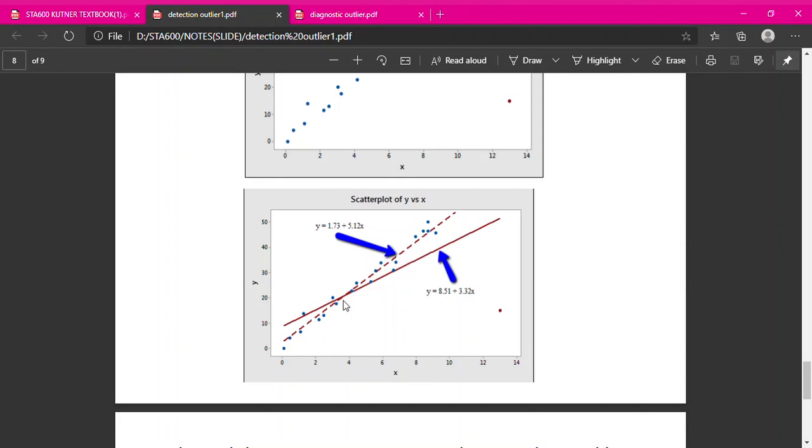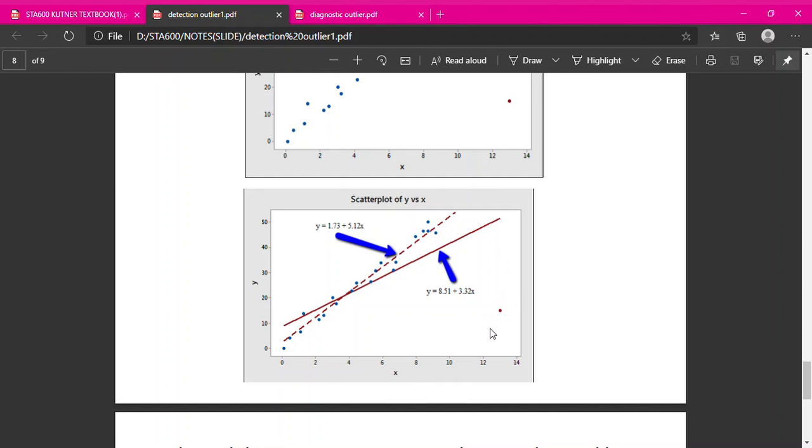Okay, let's see this question. So kalau right data point ni tak ada, the equation will be y equals 1.73 plus 5.12x. Tapi bila adanya this right data point, the equation will be differ kepada 8.51 plus 3.32x. Dia punya slope akan berubah. Sama juga dengan dia punya y-intercept. So, it will influence the analysis. So, because of that, we say that this red data point adalah influential observation.